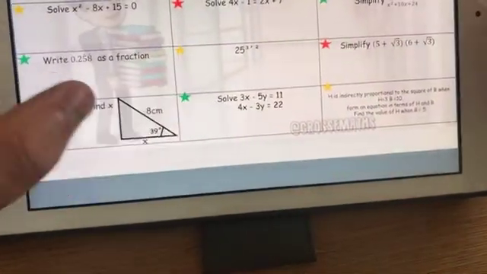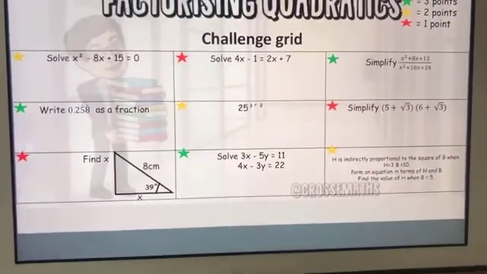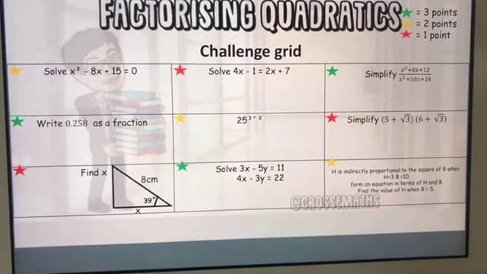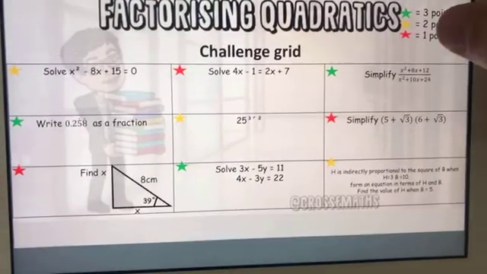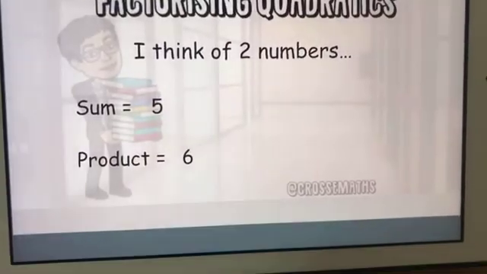Right, guys, add those up for me, please. See what you got out of 18. Again, if you got some of them wrong, that's okay. It's higher tier. There's a lot of difficult stuff in there, so that's okay.